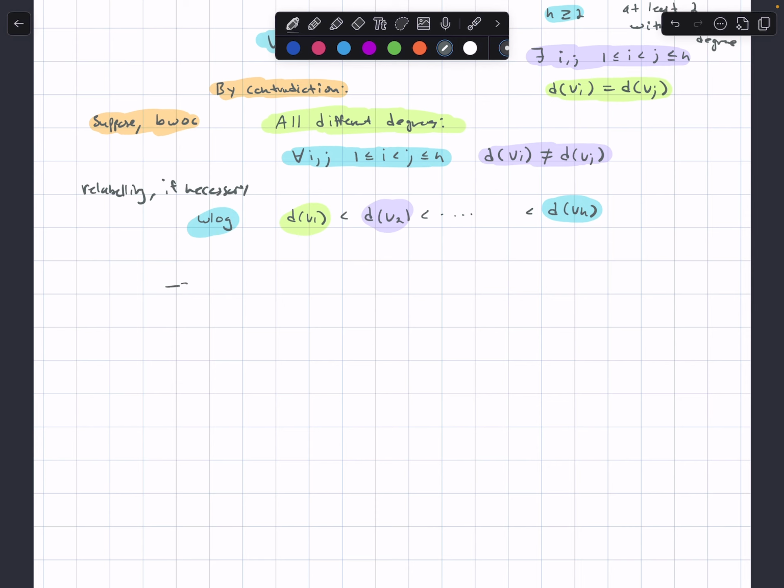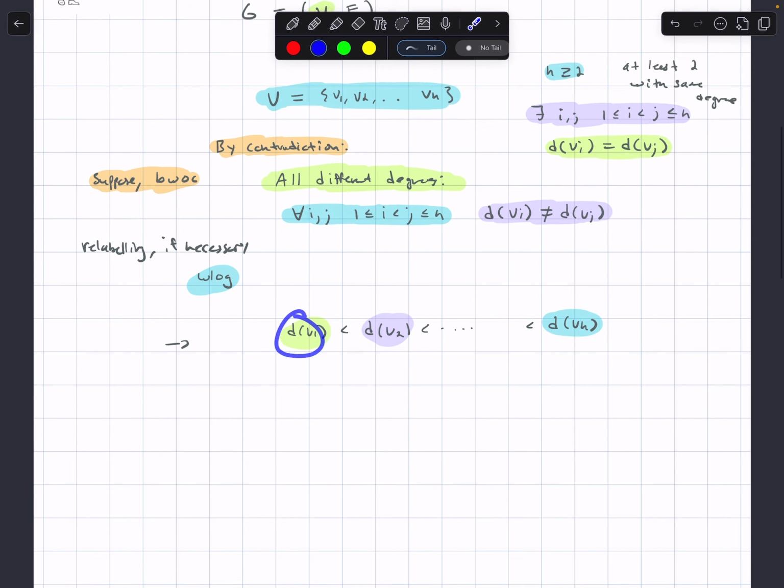But what is the smallest possible number that d of v1 could be? This is the number of connections, the number of vertices that v1 is adjacent to. Well, the fewest vertices it could be adjacent to is 0, if it's isolated, if it's not connected to any vertices. Then it would have a degree of 0. And what is the most? So we know that d of v1 is greater than or equal to 0.